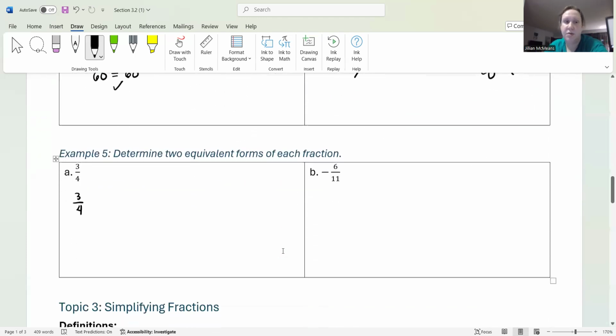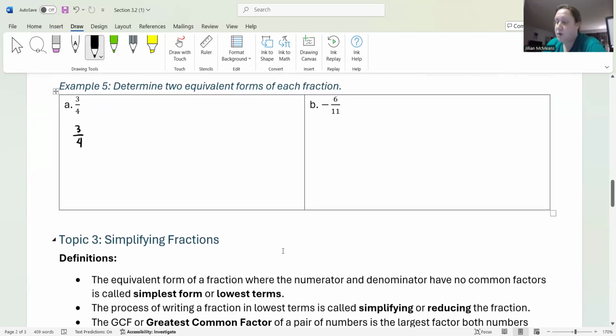So let's go down here to 3/4. Let's say we decided to multiply by the natural number 5. So I want to multiply 3 by 5 and 4 by 5.